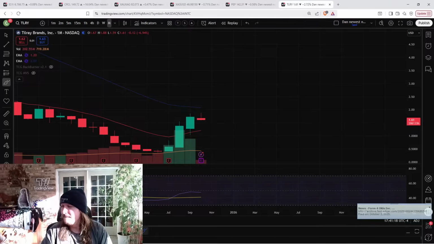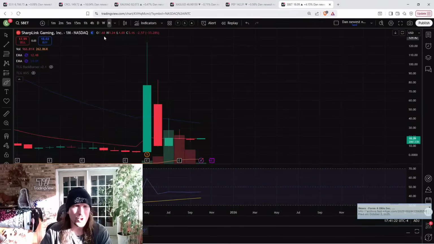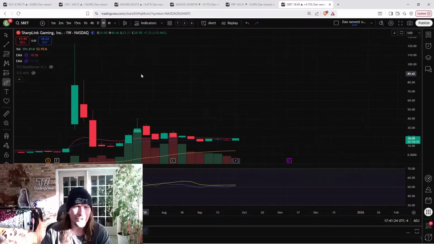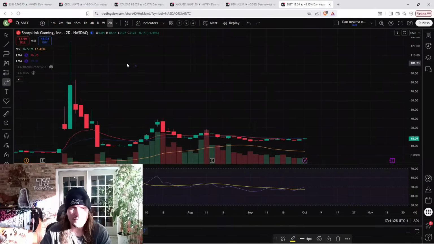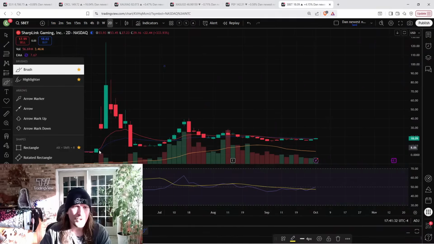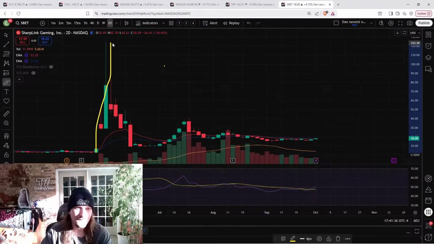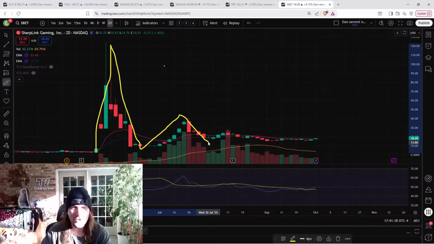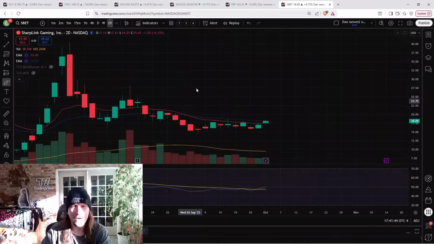SBET, the equilibrium wasn't as good. It wasn't as clear as BMNR. And it actually broke bear. So huge surge up, big pullback, bad drawing. Lower high, higher low, lower high, higher low, bear break. So it did already break bear.